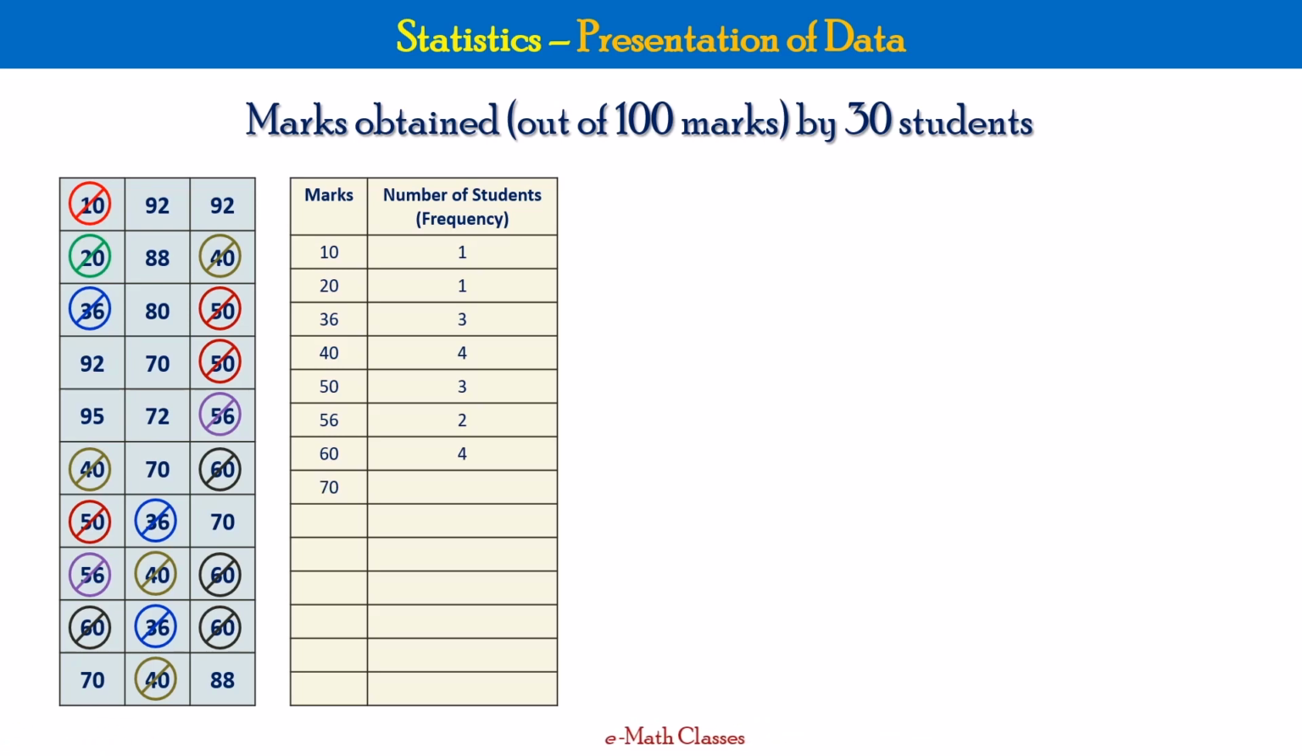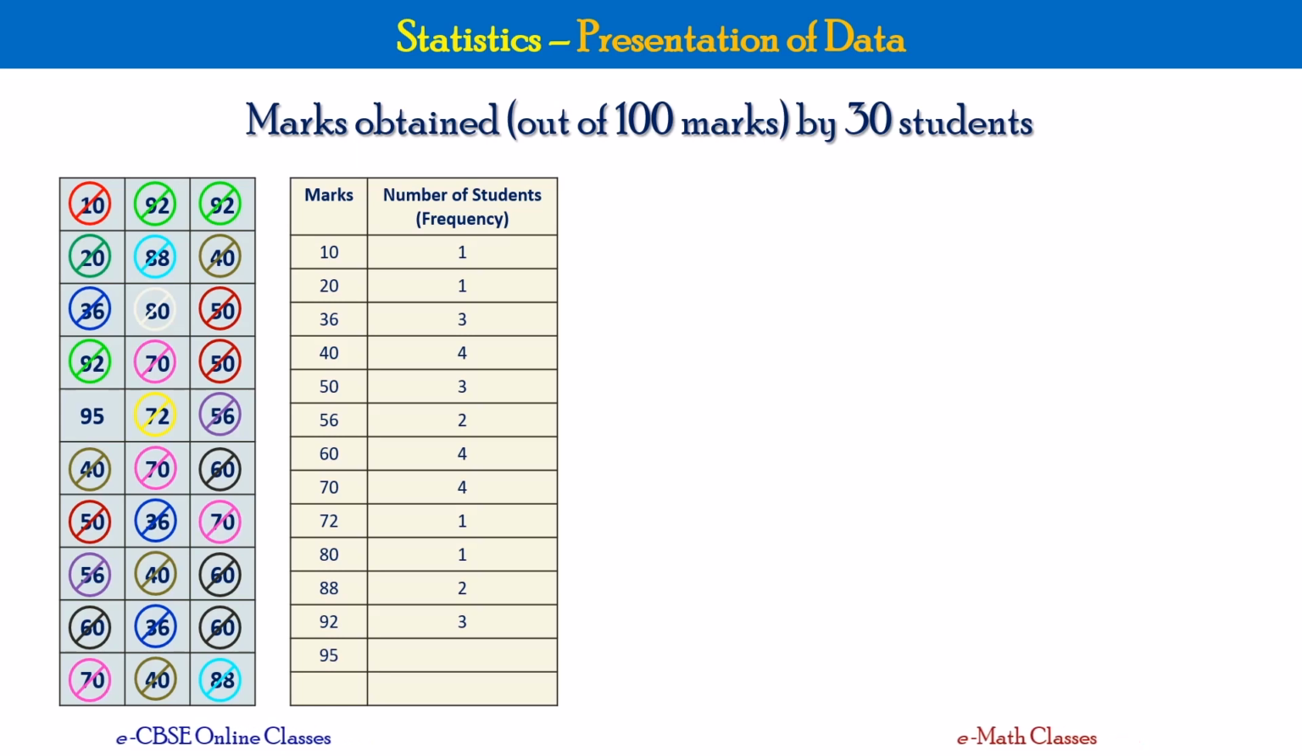For 70 again 1, 2, 3, 4. There are 4 people. For 72, 1. So there is only one person. 80, 1. 88, there are 2. 92, there are 3 people. And only one number is remaining, that is 95, which is the highest score also here.